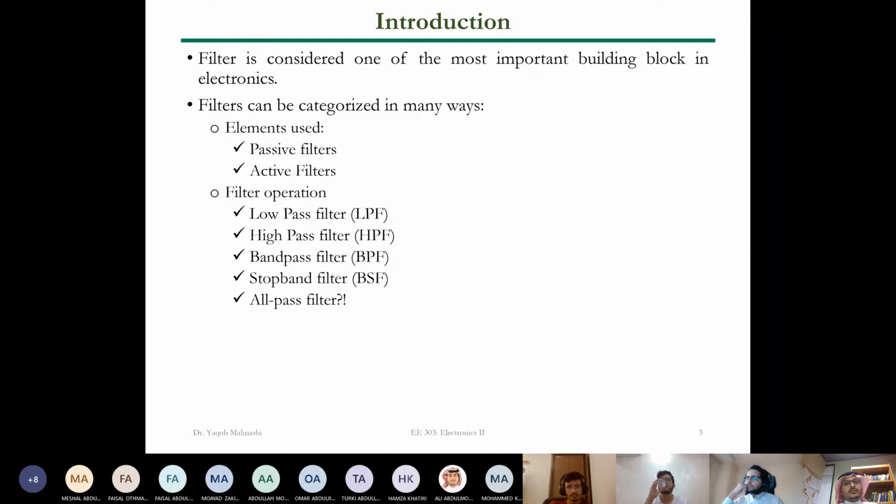Of course, the low pass filter is obvious. It passes low frequencies, stopping high frequencies, while the high pass filter does the opposite. The band pass filter, what do you think of the band pass filter? It will pass only a certain range of frequencies. Exactly. So it will pass only certain frequencies. It will reject both the low frequencies and the high frequencies. And it is the opposite with the stop band filter, where you stop, or sometimes they call it notch. So notch is a special case of the stop band, where you have a range of frequencies.